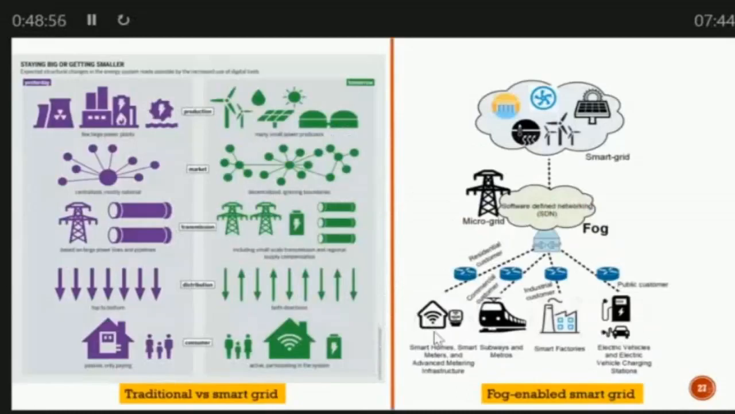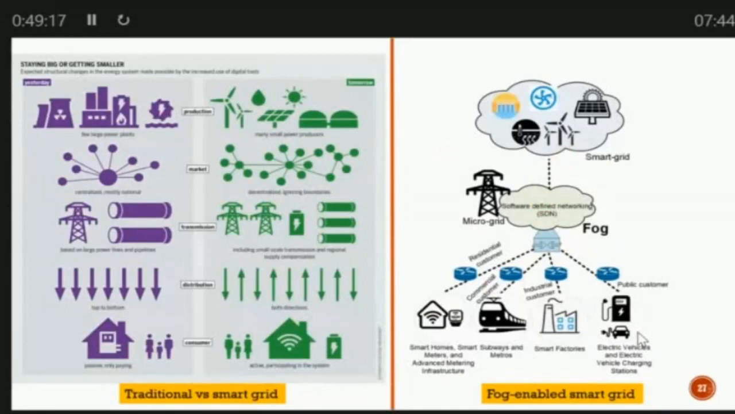The data frequency is different. The data communication requirement is different. Based on your data communication requirement and your frequency, you're creating flows of data. When you create flows of data, it means that you have to create a software defined networking enabled fog. And then that fog can send the data to the smart grid and then better management of resources can be provided.